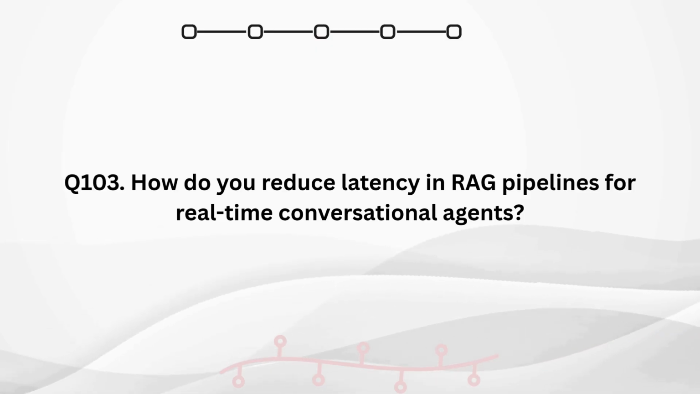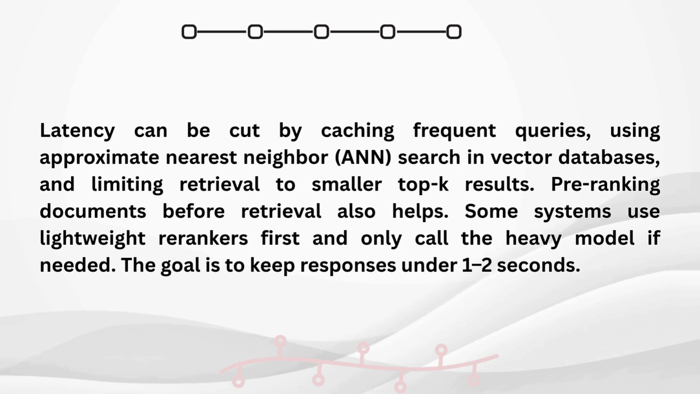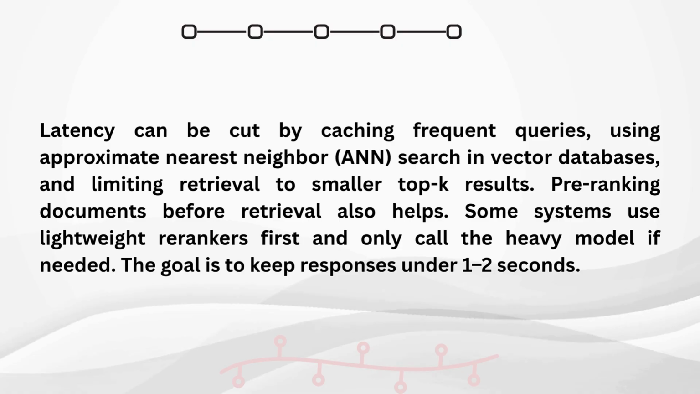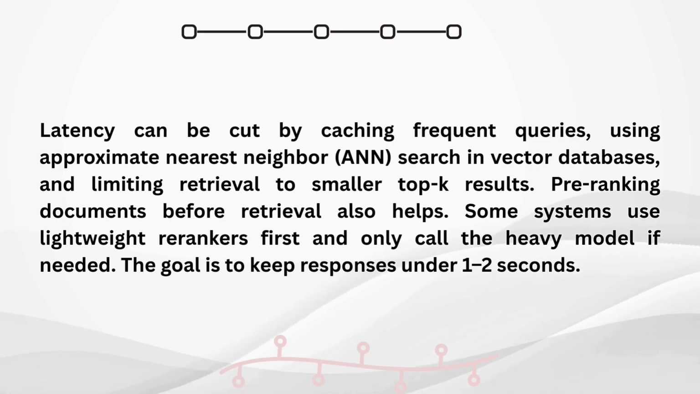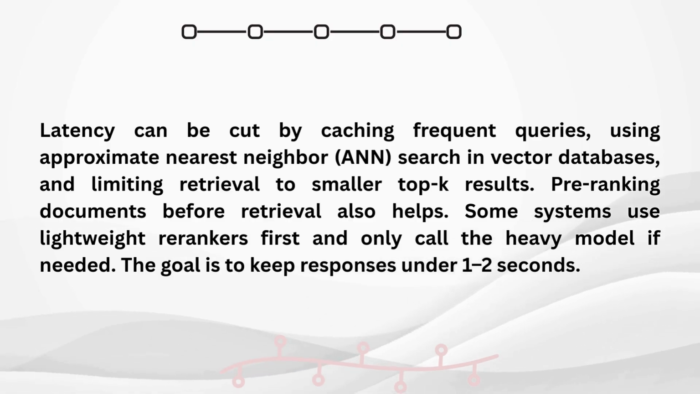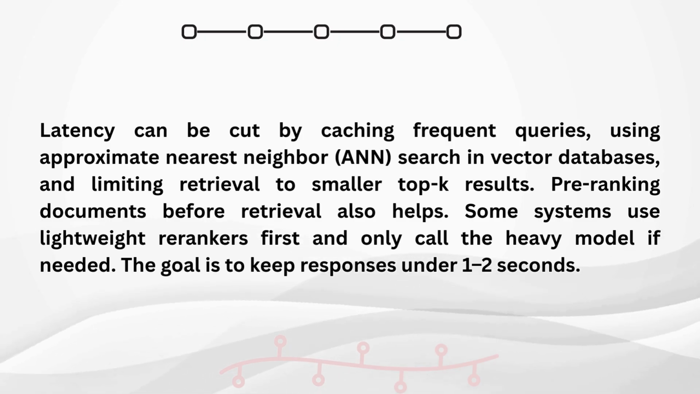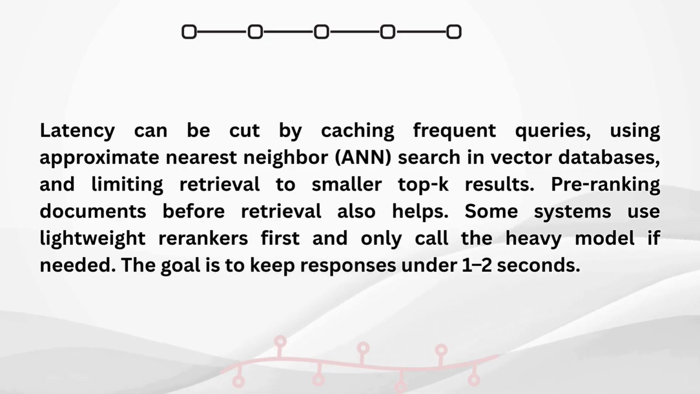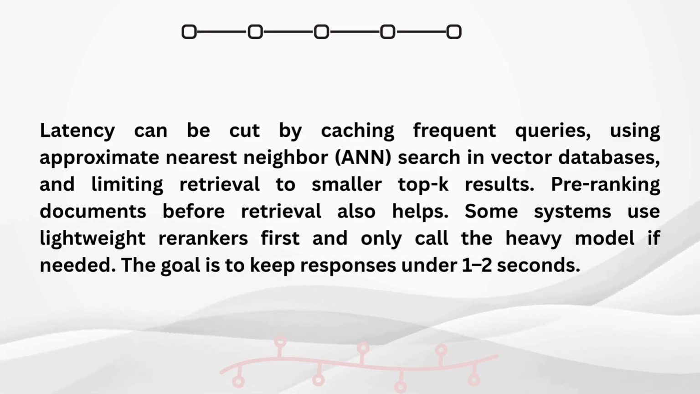How do you reduce latency in RAG pipelines for real-time conversational agents? Latency can be cut by caching frequent queries, using approximate nearest neighbor, ANN search and vector databases, and limiting retrieval to smaller top K results. Pre-ranking documents before retrieval also helps. Some systems use lightweight re-rankers first and only call the heavy model if needed. The goal is to keep responses under 1 to 2 seconds.